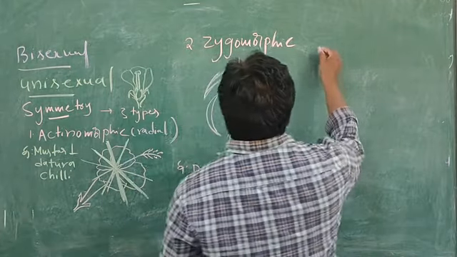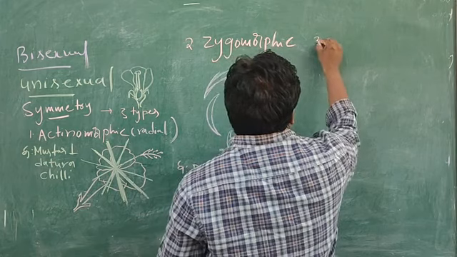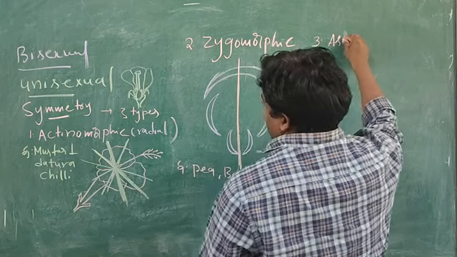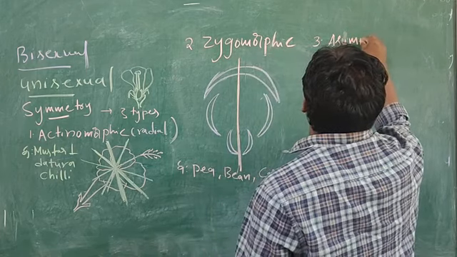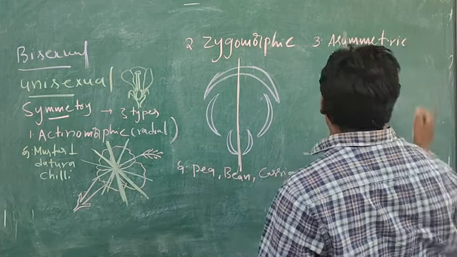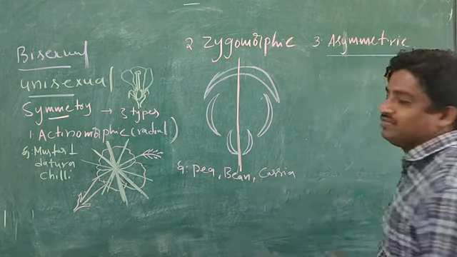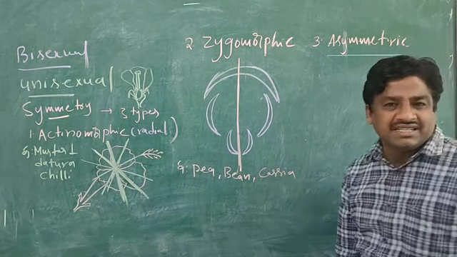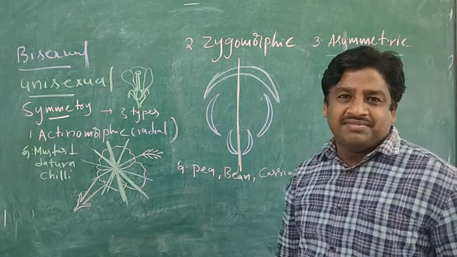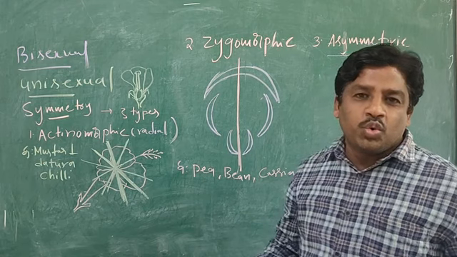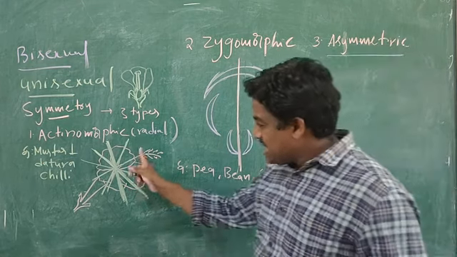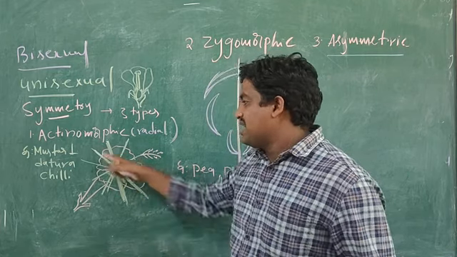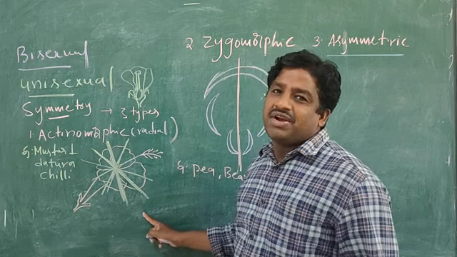Next, third, asymmetric flower. What do you call it? Asymmetric. Asymmetric flower means the flower you can cut in any plane, and it does not divide into equal parts. In actinomorphic flowers, you can cut in any plane and it can be divided into two equal parts.